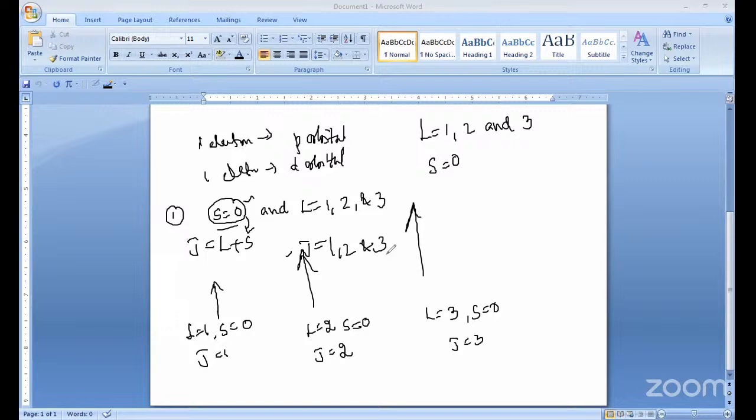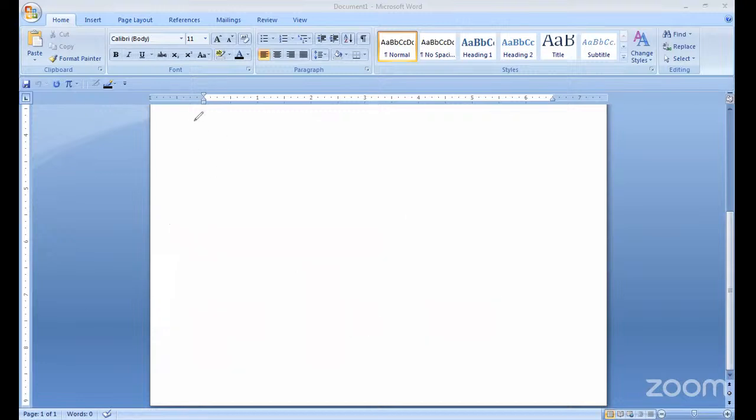Here, with S equals 1, there are 3 possibilities. Previously we took S equals 0 with L equals 1, 2, and 3, giving 3 different cases. Similarly, when we take S equals 1, there are 3 possibilities for each value of L. L values may be 1, 2, and 3.